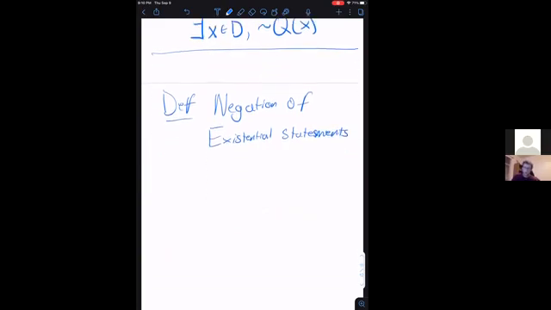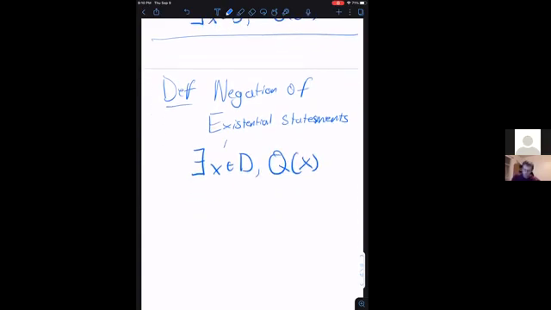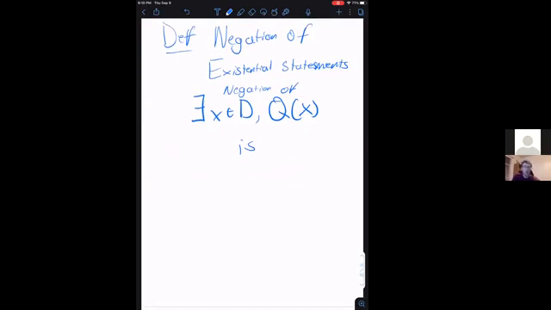Okay. So if I have there exist an X element of D, Q of X, right? This is my statement. So the negation of this is, well, you do the same thing. The opposite of there exist is for all. And then the opposite of Q of X is not Q of X. Okay. So let's practice.